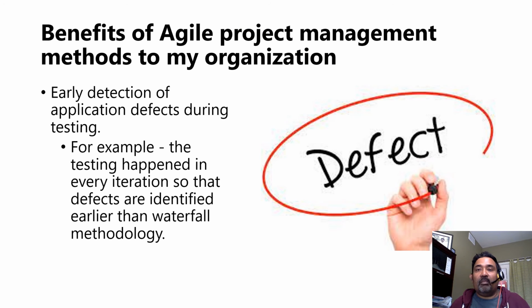And then the next benefit is early detection of defects, because we have iterations. Every iteration has testing within it as an ingredient. Waterfall has the testing at the very end, so we identify the defects only at the very end. But here we're able to identify the defects earlier. That means early fixing. That means the project is much higher in quality than with waterfall.